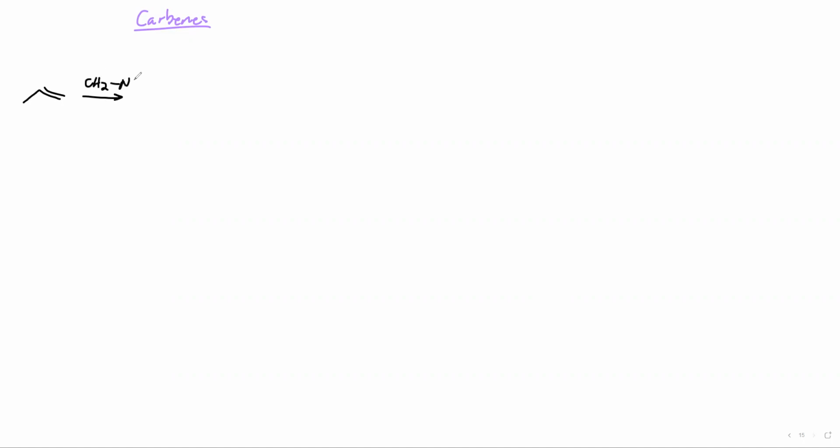Diazomethane is CH2N2. Okay, so what is CH2N2? Looking at it, it may not look very significant, but if we draw out the Lewis structure, this is what CH2N2 looks like. Okay, so we have a carbanion and we have a nitrogen cation. Now, one thing I want you guys to look at here, if you ever see this again in this course, which you will, I want you to always remember that this thing will always do what I'm about to do.